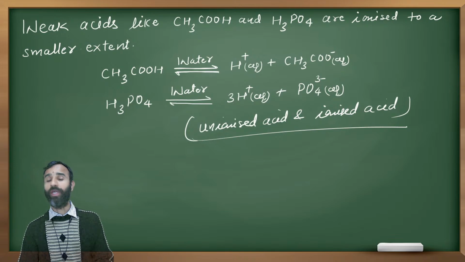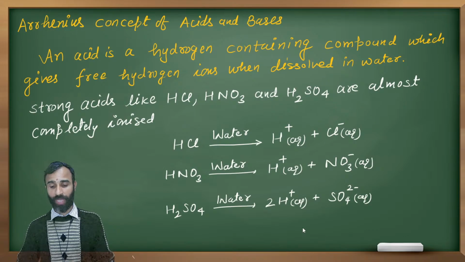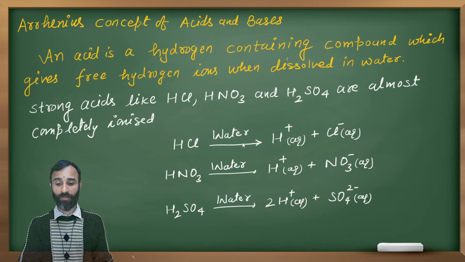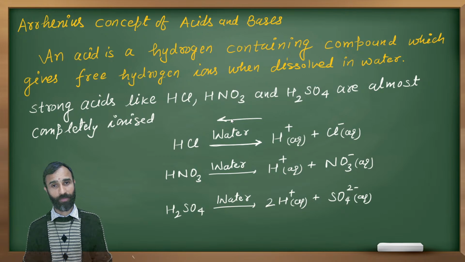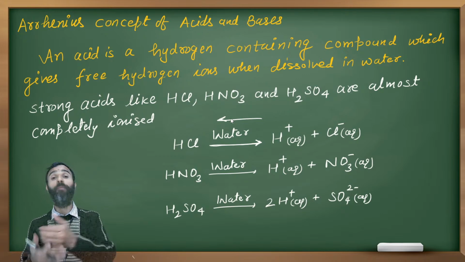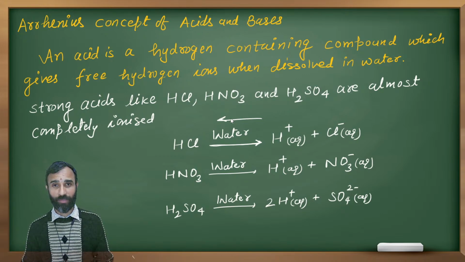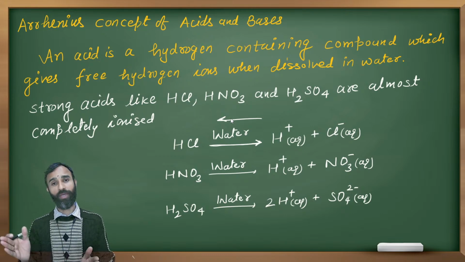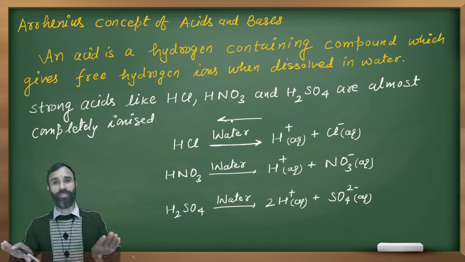Now they are of two types. Strong acids: in case of strong acids, they are completely ionized in water, and that's why there is only a single direction, meaning the arrow is in the forward side only. In water it cannot be reversed, meaning H plus ion will not combine with Cl negative ion. Once H plus ion and Cl negative ion are separated in the water, they remain as such in the solution.